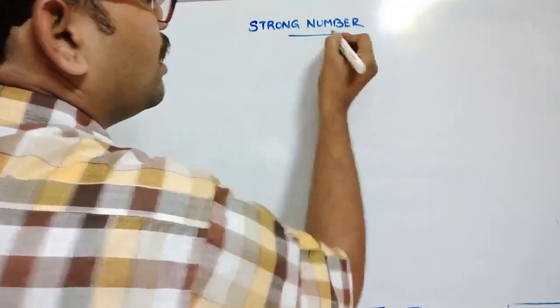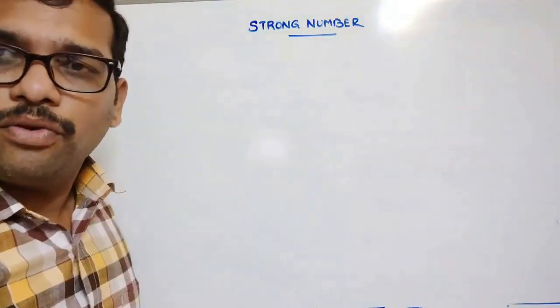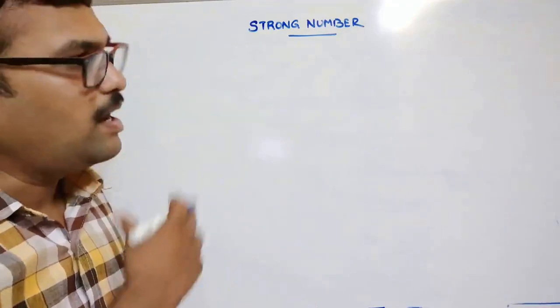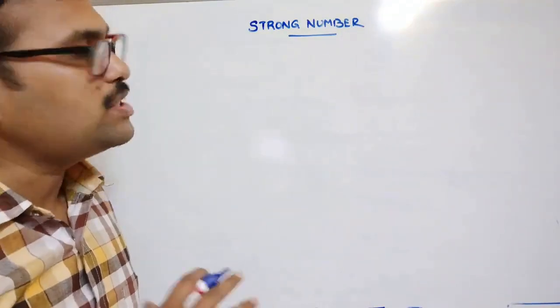In today's session, we'll discuss one program, that is to find whether the given number is a strong number or not. First let us see the logic for this strong number, so that we can implement the same thing in your own language. If you want to implement in C language, use the syntax for C language. And if you want to implement in Python, use the syntax for Python. But the logic will be the same.